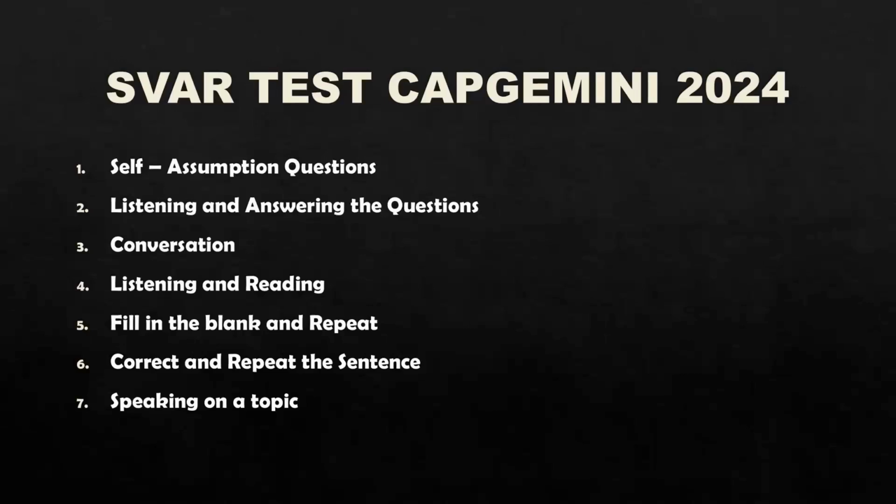Okay, so now let's see the seventh section, that is speaking on a topic. What happens in this section is they will give you a scene. The topic is that you have to speak about a scene. They are going to mention what kind of scene it is. They might say that you have to talk about a scene in a playground, a scene in a busy street, or a scene in a crowded bus. All those things they will tell you.